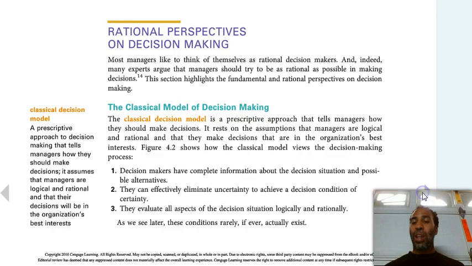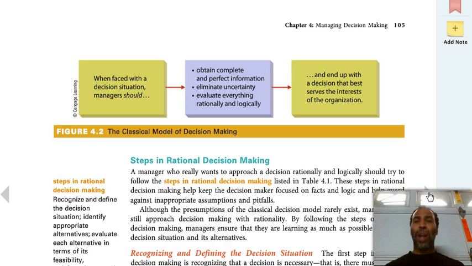As we see later, these conditions rarely, if ever, exist, right? So you say, well, why do you put in the book if it rarely or ever exists? Well, because that's how it should be, and you try and stay within that framework, but it typically doesn't always go within there. So it says, when faced with a decision situation, managers should, then you go to the next box, obtain complete and perfect information, eliminate uncertainty, and evaluate everything rationally and logically. So this is what we went over, but it's just a step-by-step process. And end up with a decision that best serves the interests of the organization.